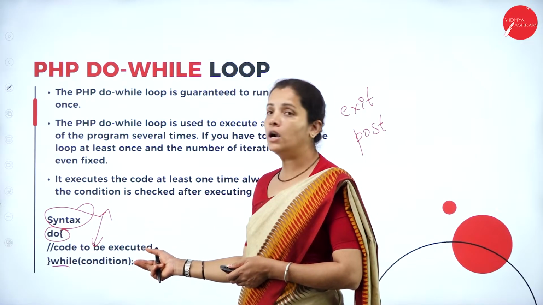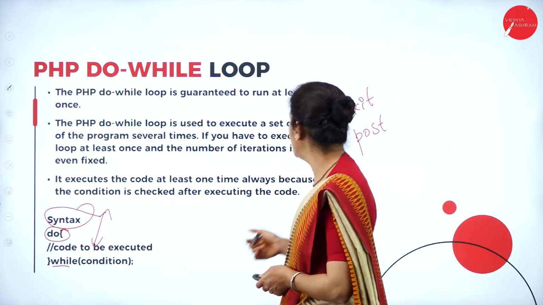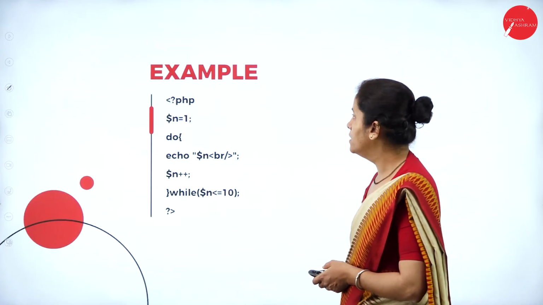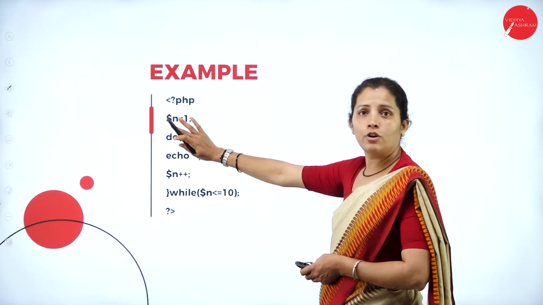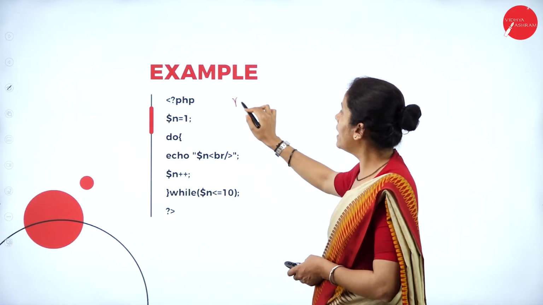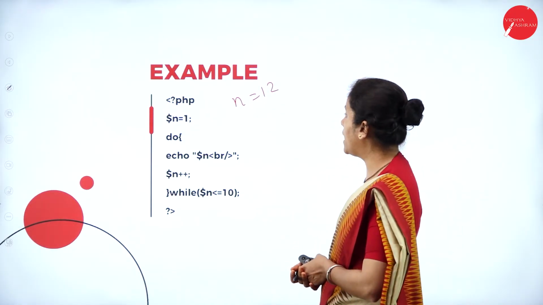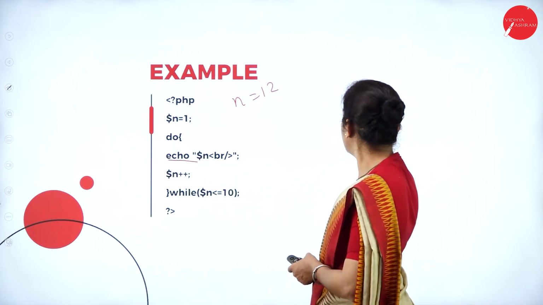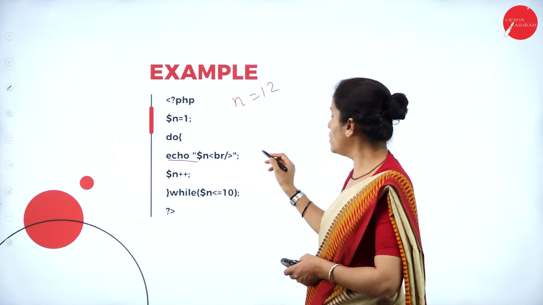So it is called exit control loop, or it's also called by the name post testing. If I see the example here, instead of considering n equal to 1, I'll consider n equal to 12. So what's the value of n? It is 12. So what I'm doing here, I'm printing the n value. What's the n value? It is 12. Now I'm incrementing n by 1.